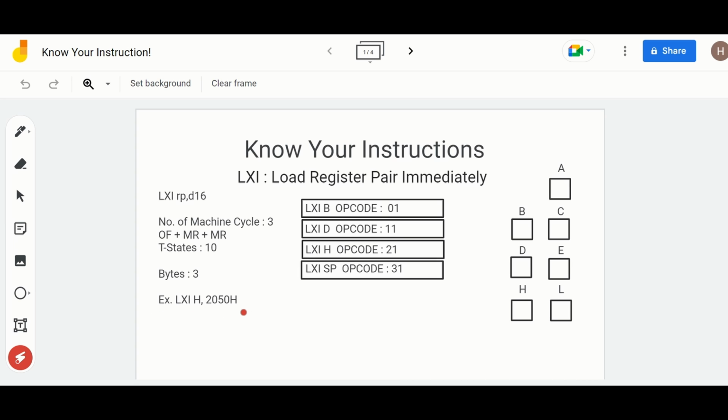LXI H, 2050H. Now this H represents the register pair. Which register pair will it represent? Right, here you can see it is representing the HL register pair. And 2050 is the address in the memory. Okay, so whenever I write LXI H, 2050, what is going to happen? This 20 will be loaded in H and 50 will be loaded in L register.